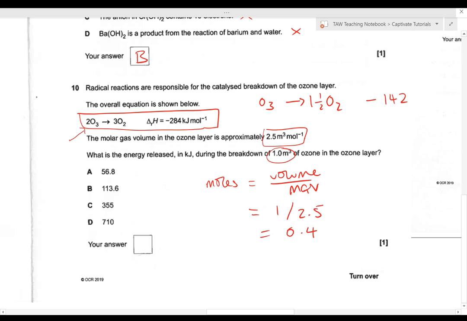So the energy released when a meter cubed of ozone is broken down, well, if it's 142 for 1 mole, for 0.4 moles, it'd be 0.4 times 142, which gives us an answer of 56.8. So the correct answer here is A.